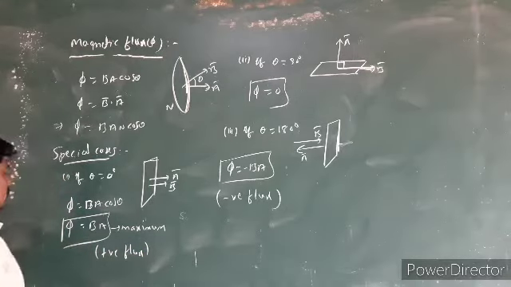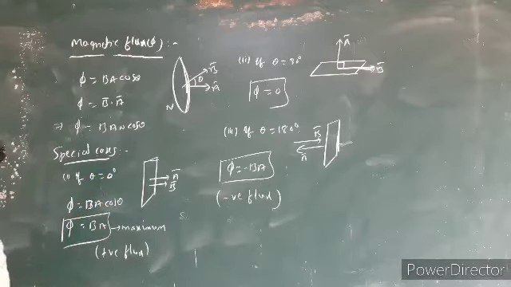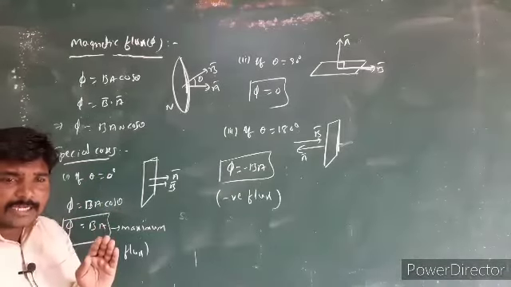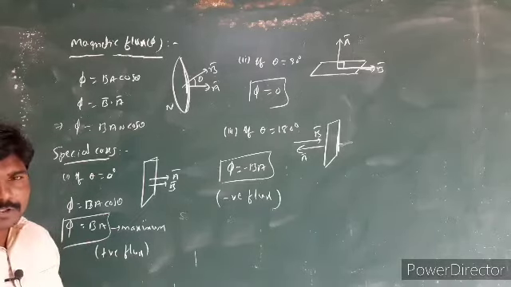In these two cases, if theta is equal to 0 or if theta is equal to 180 degrees, in these two cases, the magnetic field is perpendicular to the plane of the coil, parallel to the area vector, okay.